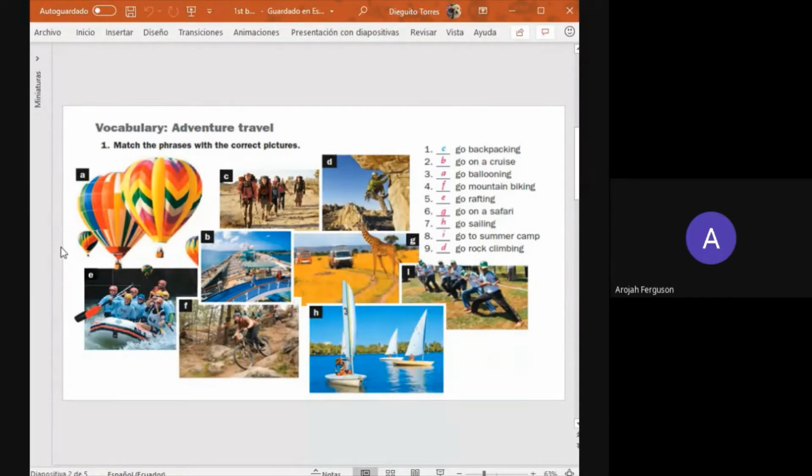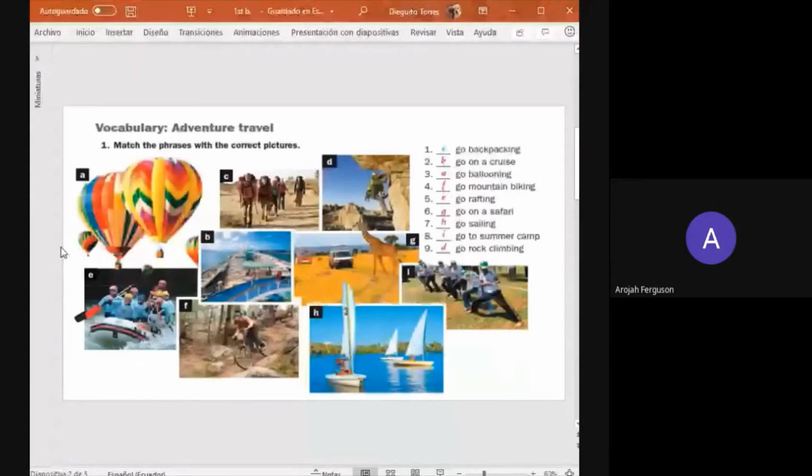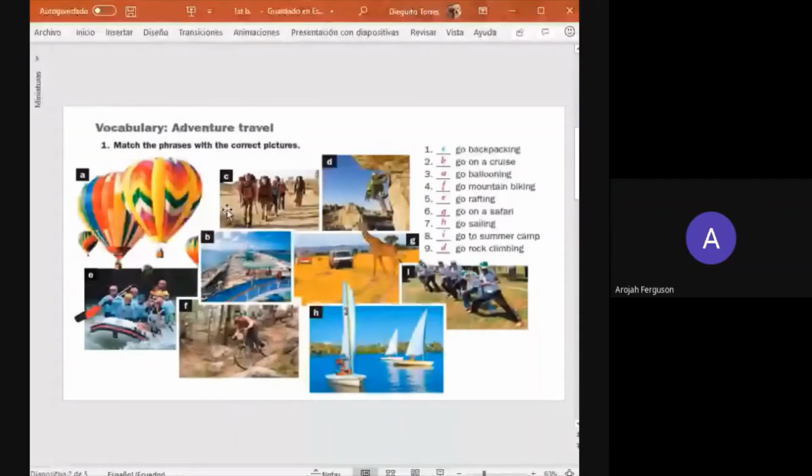Then you have a second picture there with young guys going hiking with bags on their back. Okay, so that one has been labeled go backpacking. They have a bag on their back, and you go walking, climbing hills, walking in the desert, on rocks, and all of that. So, go backpacking.